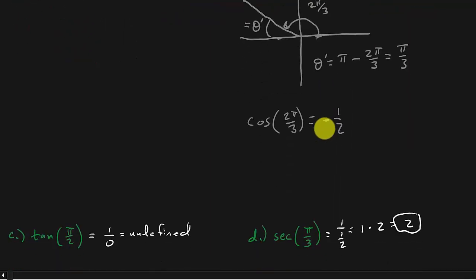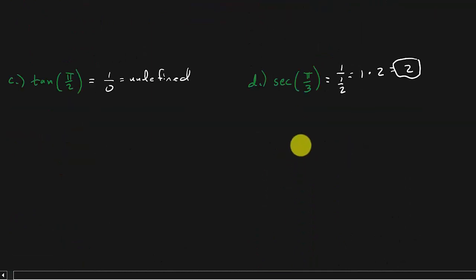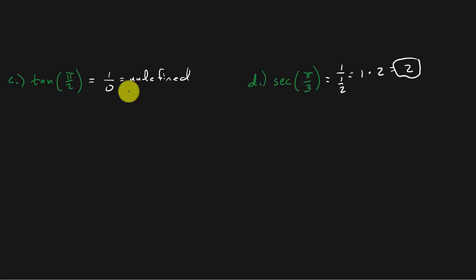Okay? All right. Now, this one, tangent pi over 2. Well, that's at 90 degrees, right? That's one of the ones you have to memorize. So you've just got that memorized. Tangent of 90 degrees is undefined. All right. And then we've got secant of pi over 3. Well, secant of pi over 3, that's not one of the ones I told you to memorize, right?